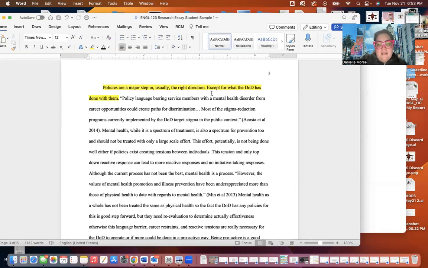And this next part, I included the whole thing because this is a fragment. It's a dependent clause. I will be doing a video on independent and dependent clauses. So it's not a full sentence. They're saying policies are usually a step in the right direction, but the DoD is just messing it all up. That's what I'm taking away from this topic sentence. And then we have a quotation. Again, it's an orphan quotation.